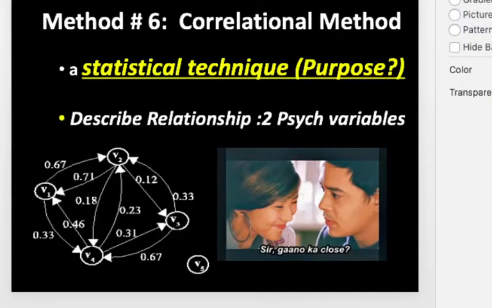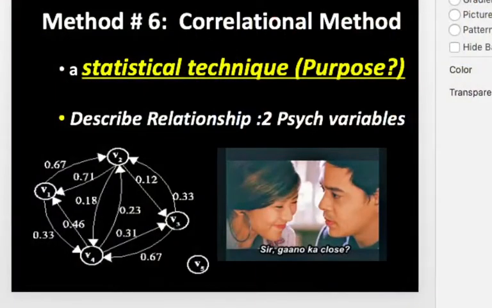We have correlational method. Ang una nyong tatandaan sa correlational method is it is a statistical technique. So kapag ikaw gagamit ka ng correlational method, dapat meron ka ng knowledge on how to run a correlation analysis using a software. Pwedeng SPSS, pwede rin namang Statistica, or any other software that can run a correlation analysis. In fact, alam nyo ba, even Microsoft Excel kayang magpatakbo ng correlational analysis.